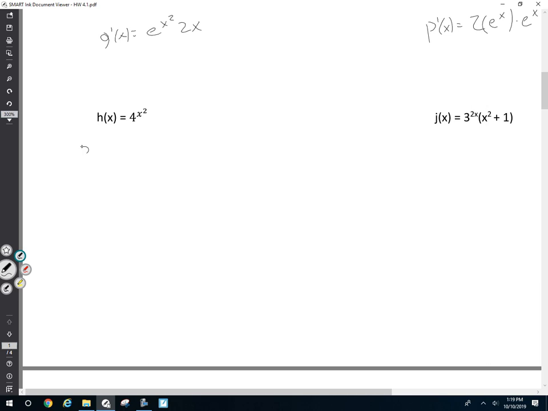Four to the x squared. Now the outside is 4 to the power. The inside is the x squared. So the outside is 4 to the power times log 4. Inside, 2x. Don't multiply anything because you can't.